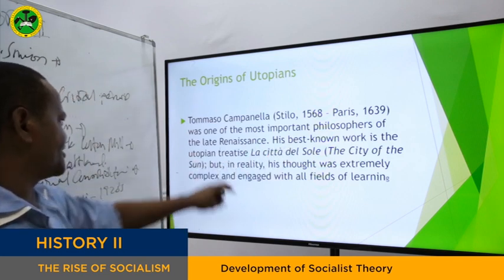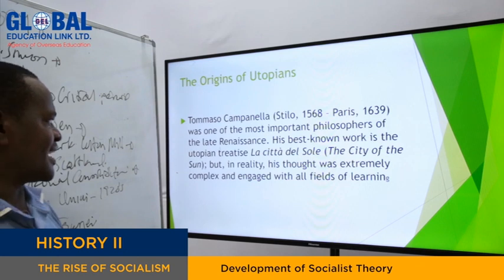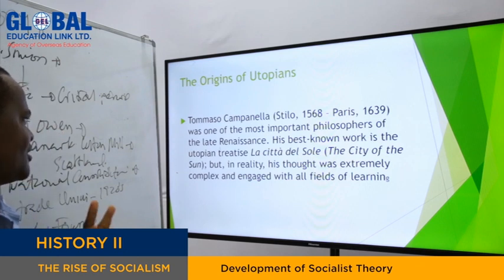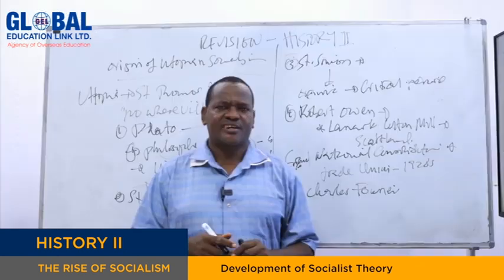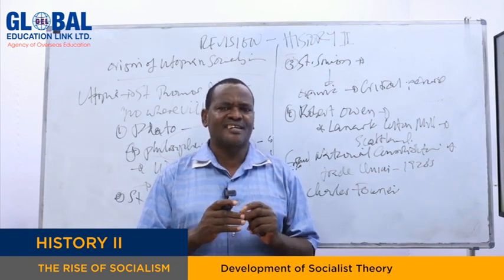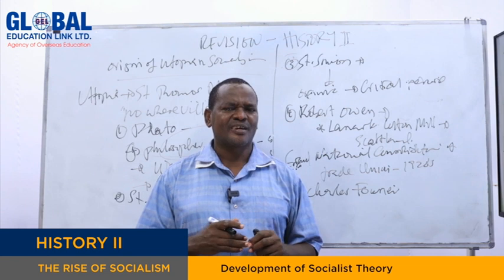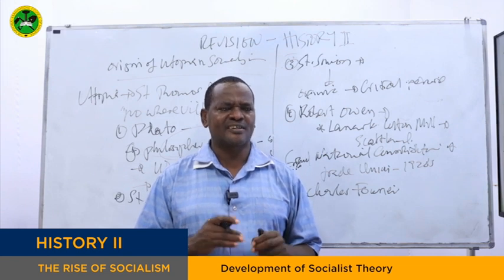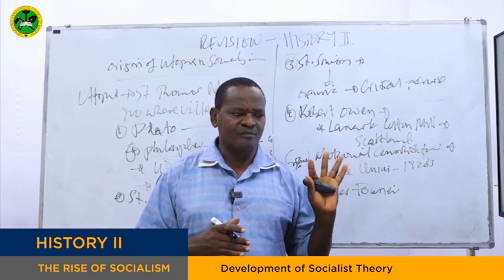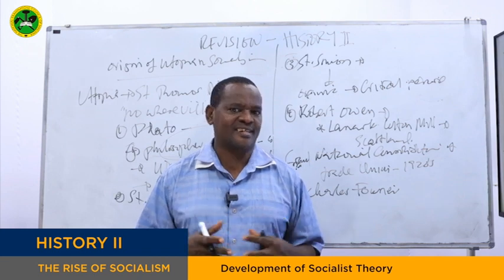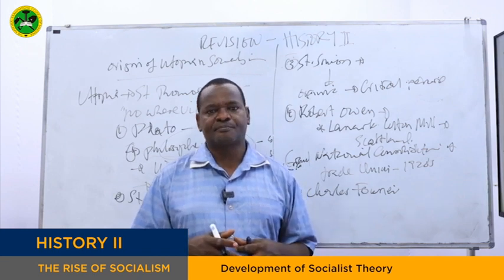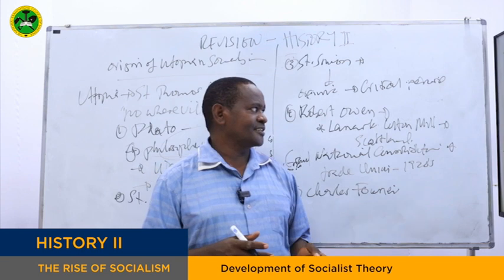His best-known work is called the Utopian Treatise, La Città del Sole, the City of the Sun. He wrote a book explaining the city of the sun, in which people were living like in paradise. People are having such a good life. So remember, all of these things I'm saying are just imaginary. They were not real. And that's why these people are called utopian socialists.